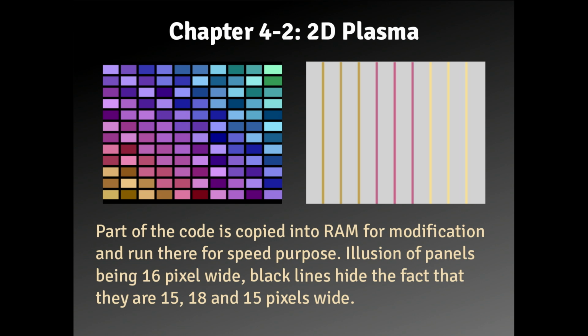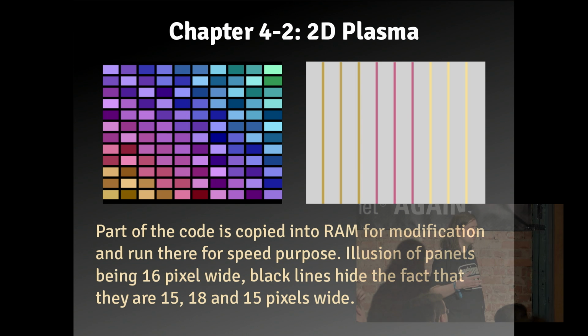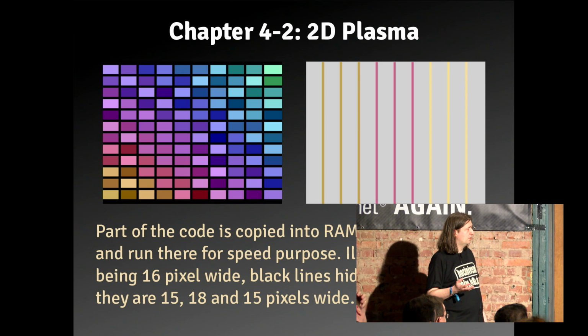For the 2D plasma, it's roughly the same, but with a different algorithm for calculating, since it's two-dimensional instead of just raster bars. Part of the code is copied into the 2600 RAM for modification, so I have code that I could modify to choose which color to display. It's calculated on the fly, and I really needed every cycle I could get.